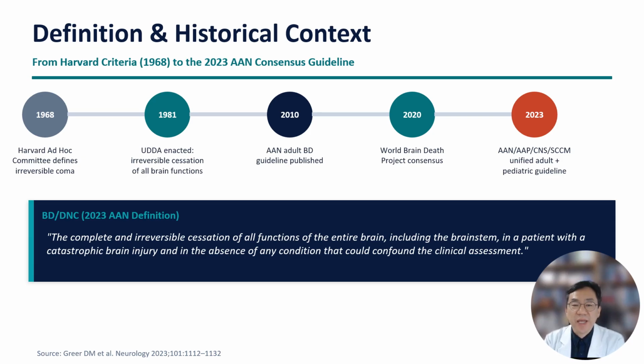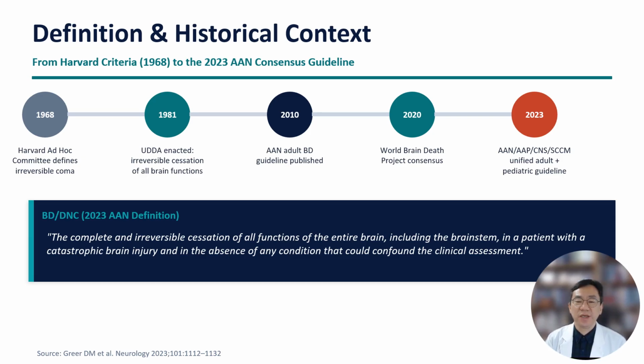1981, the U.S. enacted the Uniform Determination of Death Act, the UDDA, which defined death as the irreversible cessation of all brain function. That's still the legal standard in the United States today. Fast forward to 2010, when the AAN published its adult brain death guideline. Then 2020 brought the World Brain Death Project, an international effort to harmonize criteria across countries. And most recently in 2023, we got the big unified guideline from the AAN, AAP, CNS, and SCCM, covering both adult and pediatric patients under one framework for the first time.